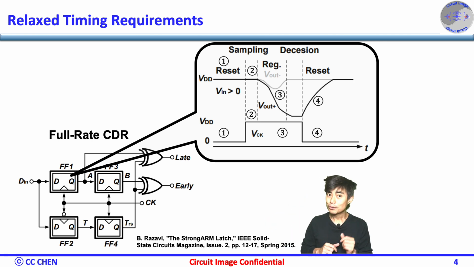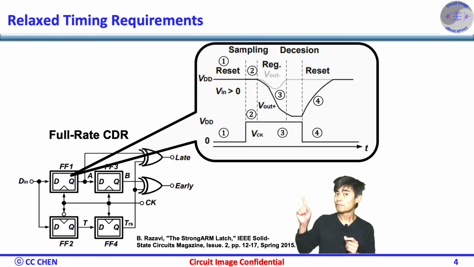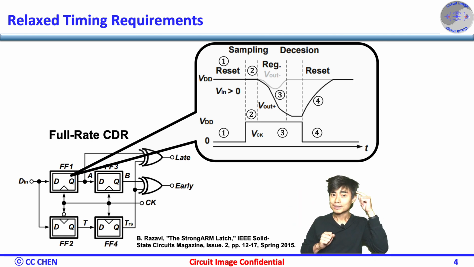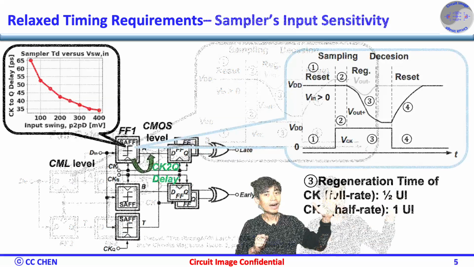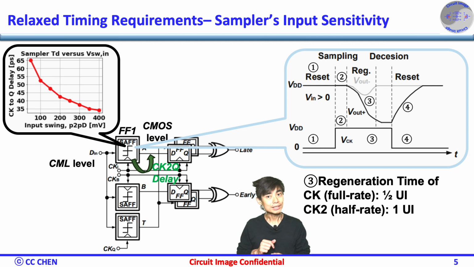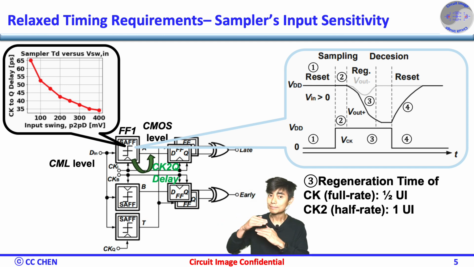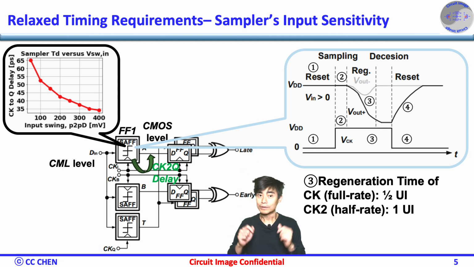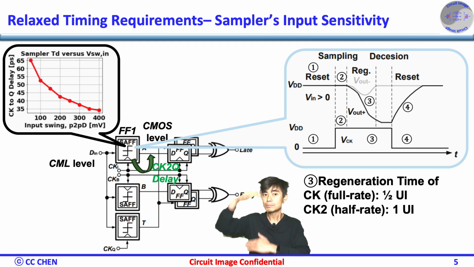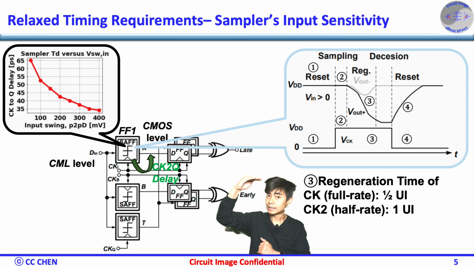Look at the full-rate bang-bang PD image for 5 seconds. Also, think about the input sensitivity for 5 seconds. Correct. The input D-in is a CML level with a varying input swing. With a lower input swing, the flip-flop 1 or StrongARM latch may take more time to regenerate to a CMOS level at the output A.